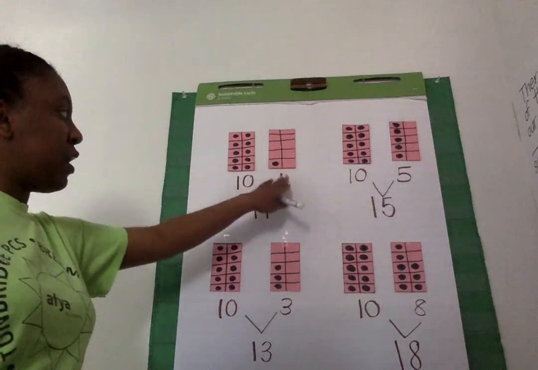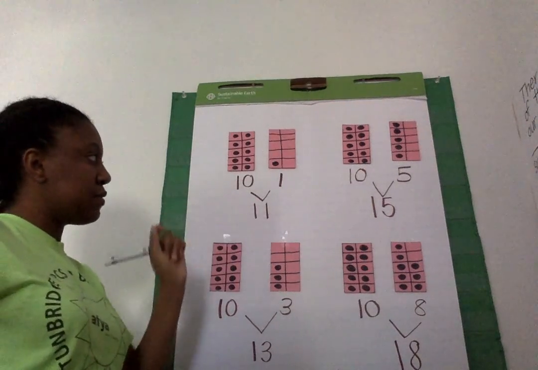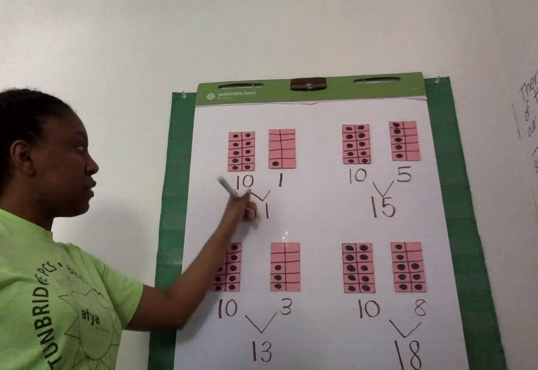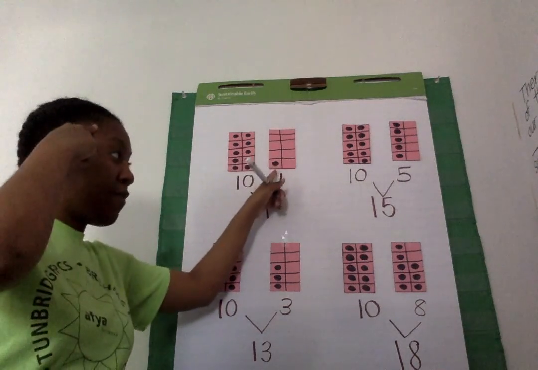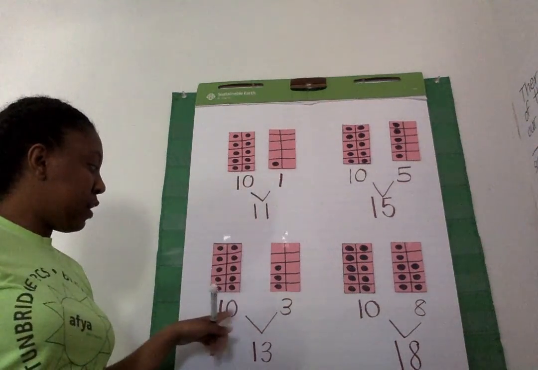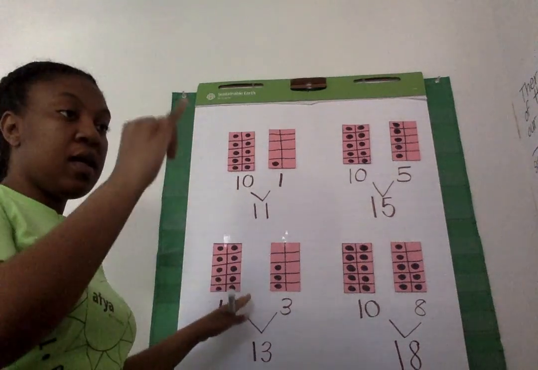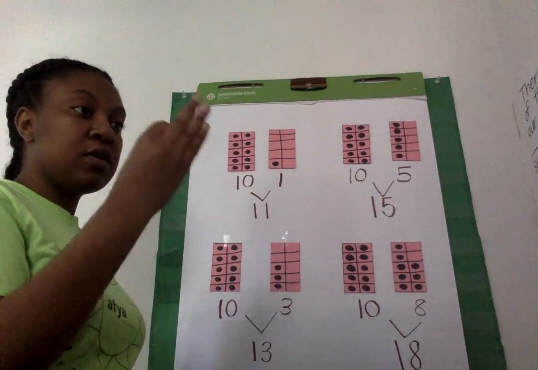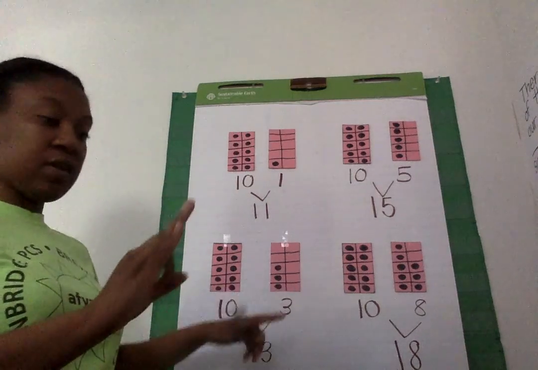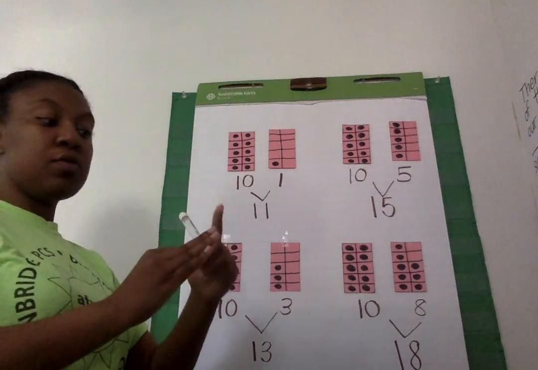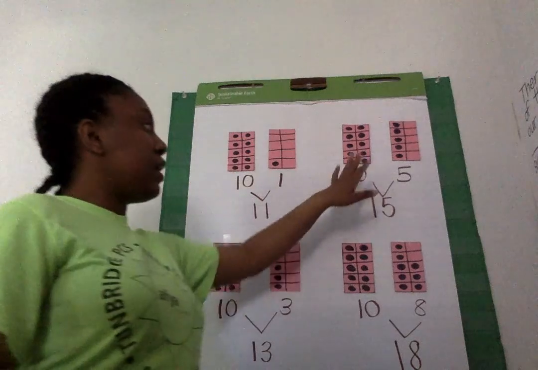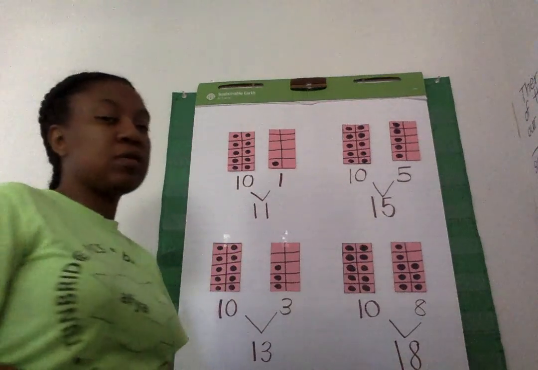So 10 and 1, remember to count up from 10. 10, one more, 10, 11. So if you're counting up 3 times, you say you have 10, 11, 12, 13. There were 3 dots, right? 11, 12, 13. Good job. And the same thing goes on for these 2 as well.